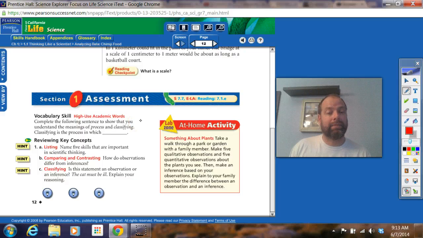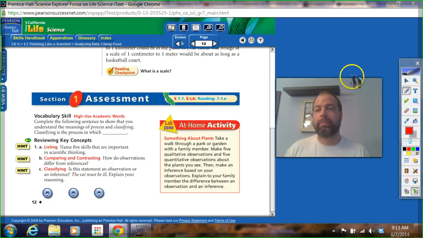And finally, number 3, classifying. Is this statement an observation or an inference? The cat must be ill. Explain your reasoning. Well, for me, that statement must be an inference. And here's my thought. I am saying it's an inference.